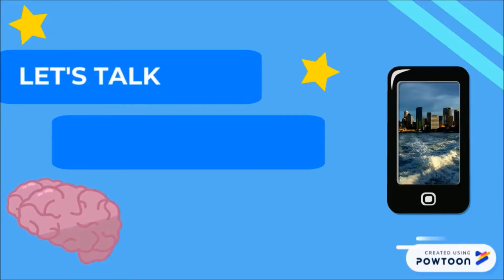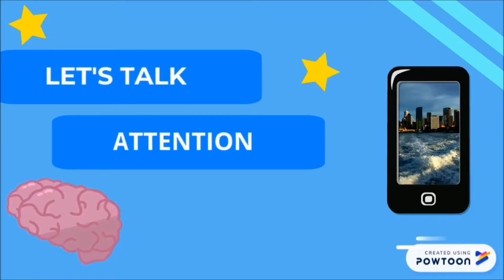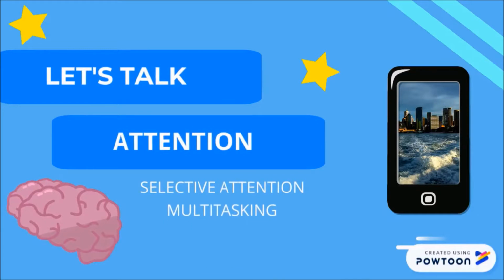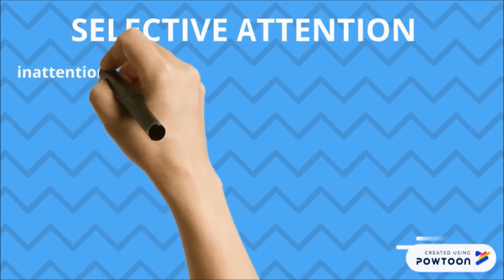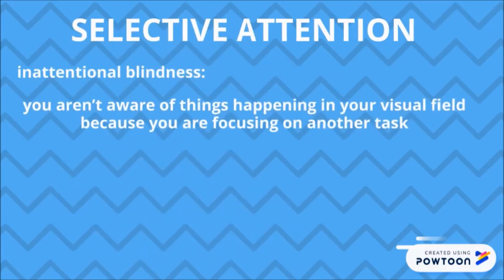Today we're going to be talking about attention, specifically selective attention, multitasking, and how to fight against technological distractions. A specific type of selective attention is inattentional blindness. This is when you aren't aware of things happening in your visual field because you are focusing on another specific task.